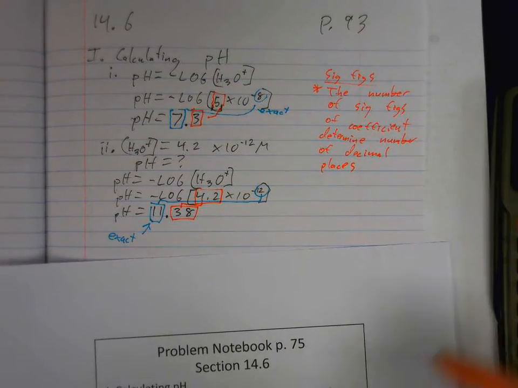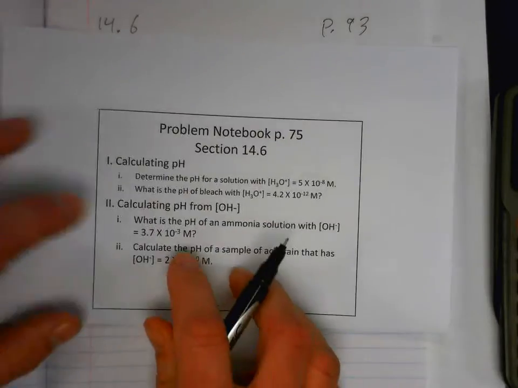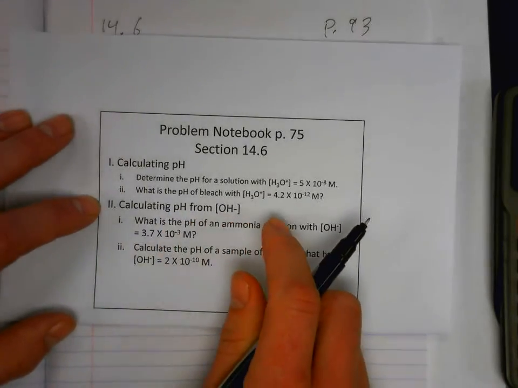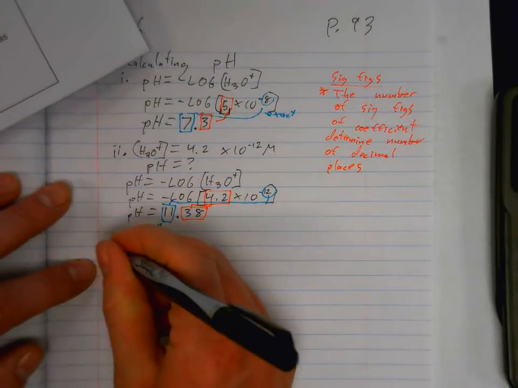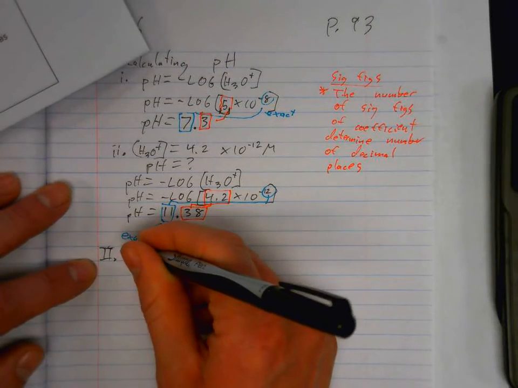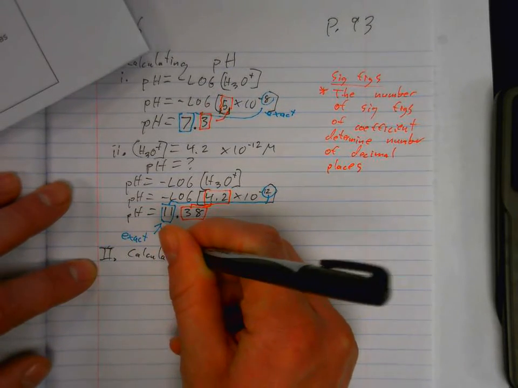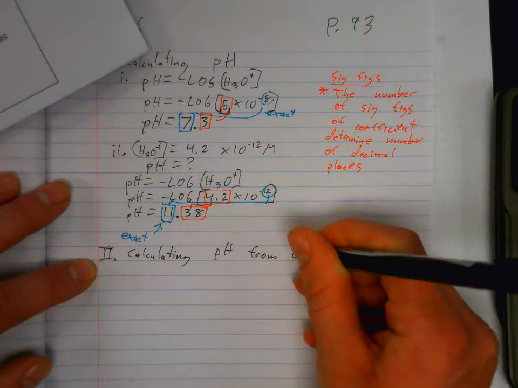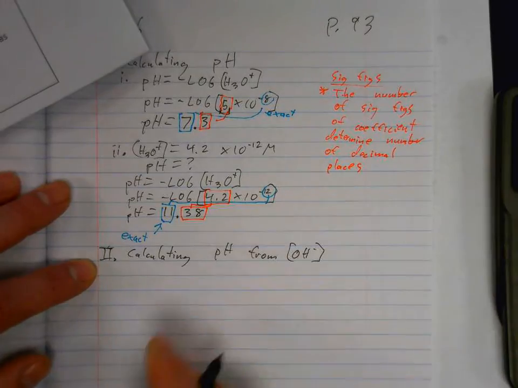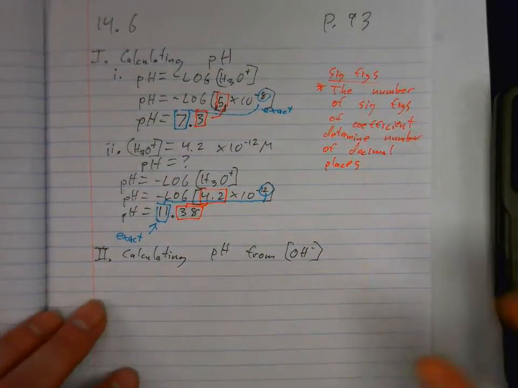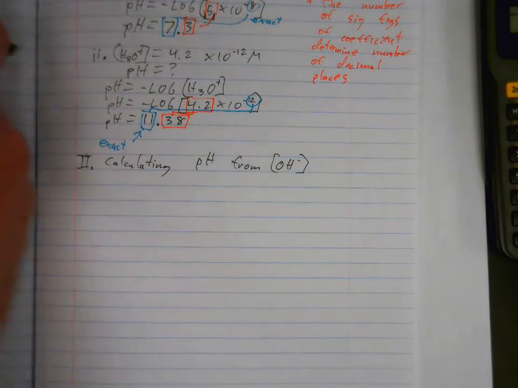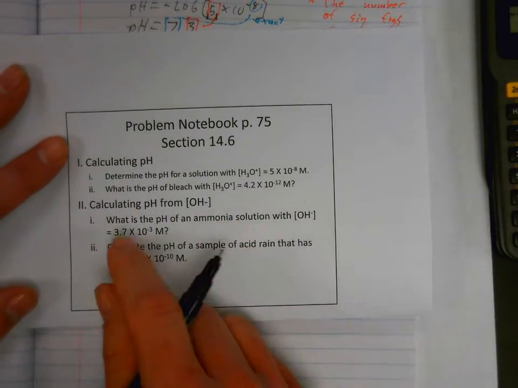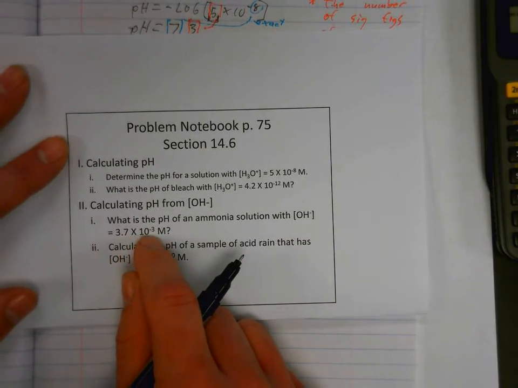Let's look at how we can find other values here, like pH from OH. What is the pH of an ammonia solution with an OH value of 3.7 times 10 to the negative third molar?